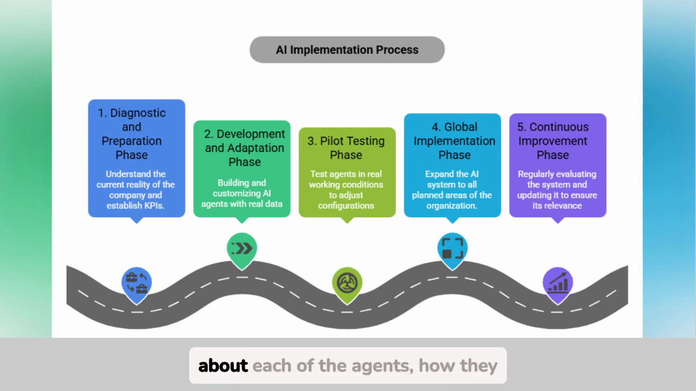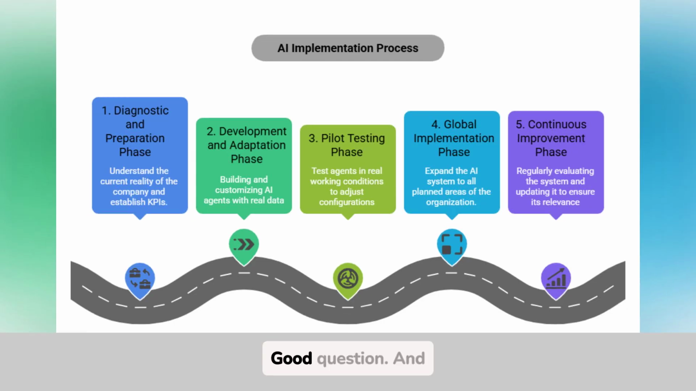So far we have talked about each of the agents, how they work, how they relate to each other, and what impact they can have on our company. But now I want to know something very concrete and practical. How do you implement all this in a company like ours? Where do you start? Good question, and it's totally logical.